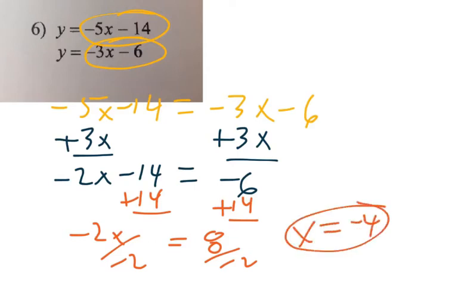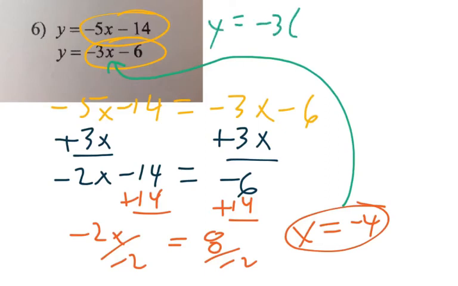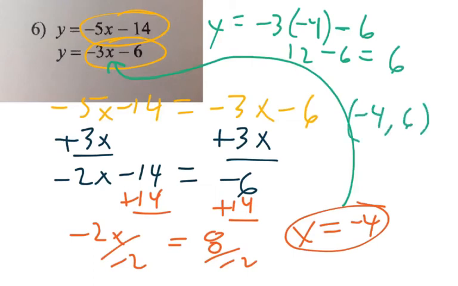So now what do we do? That's right, we're going to plug in. Now I'm just going to pick the second one because it has a little bit smaller numbers. You could obviously pick the first one. So plugging in x, I know y is going to equal negative 3 times x, which we now know is negative 4, minus 6. Negative 3 times negative 4 is positive 12, minus 6 is 6. So my final answer: x is negative 4, y is 6.